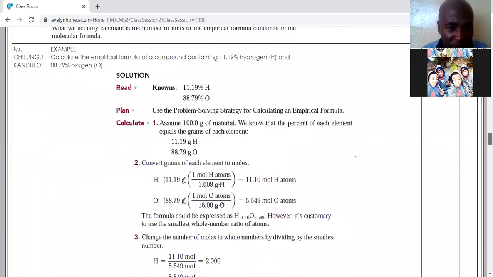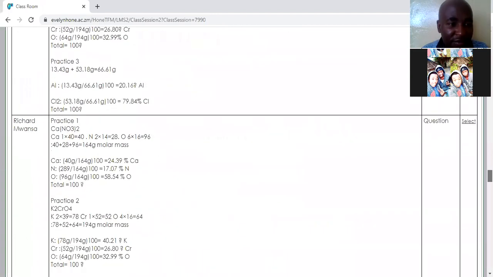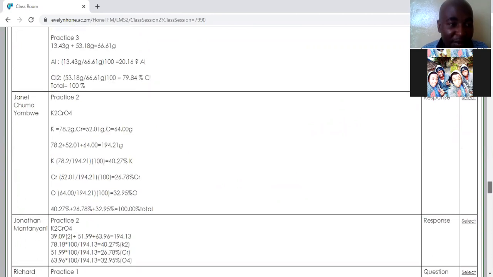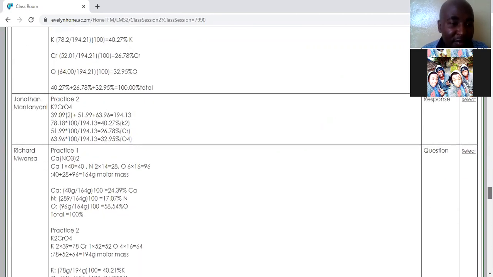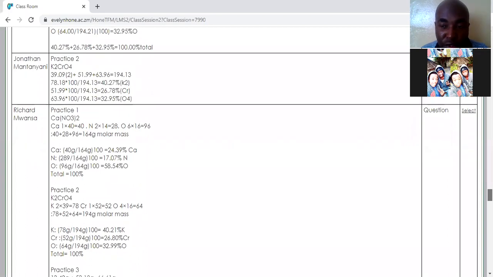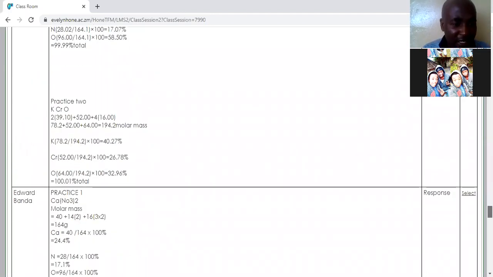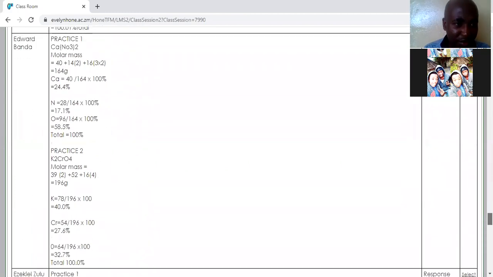So when we look at all your work there, Richard was still working. You must keep up. All right, Jonathan was trying out this one. The working is very acceptable, except have you noted that for the chromium, some of your periodic tables give you something else, but we'll still stick to 52. So if your periodic table says 52 for chromium or 51 point something, then you're okay. All of you guys have done a splendid job.